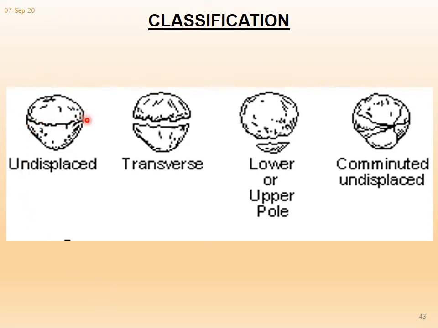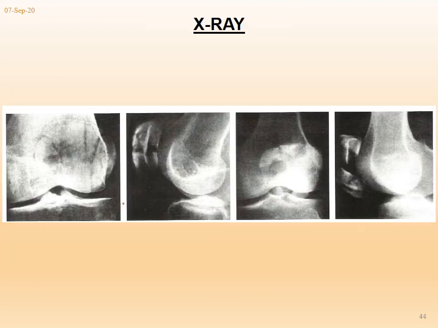These are the classifications of patellar fracture. Undisplaced crack in transverse. There are displaced fragments, where the proximal and the distal fragment have gone and are separated by millimeters. This is the lower pole, or maybe an upper pole fracture, and then the comminuted fracture. The patella is broken into many pieces. This is known as comminuted.